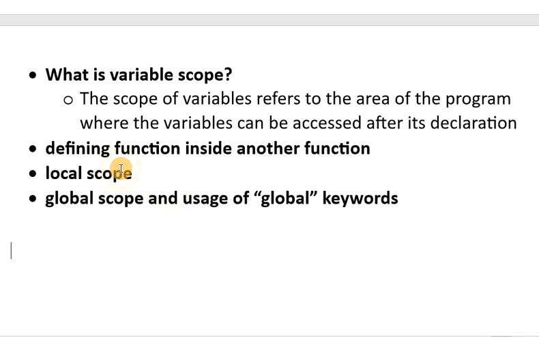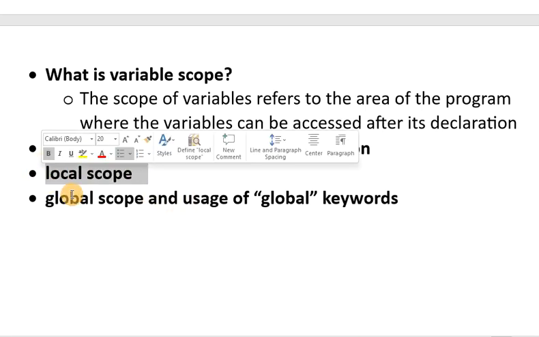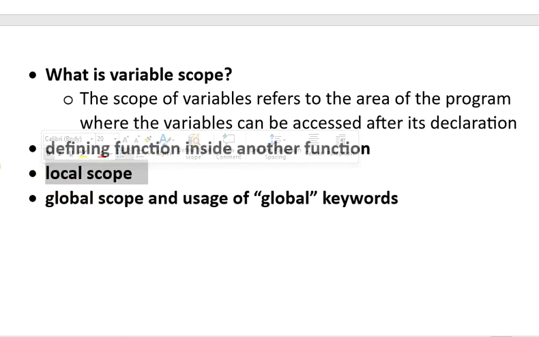Now let's see another point. The next point is local scope. We are going to understand the local scope and global scope. So let me show you. Guys, what does local scope mean? Local scope means if we define any variable inside the function, that variable will be available only inside the function. We cannot access its value outside the function. So that is called the local scope.